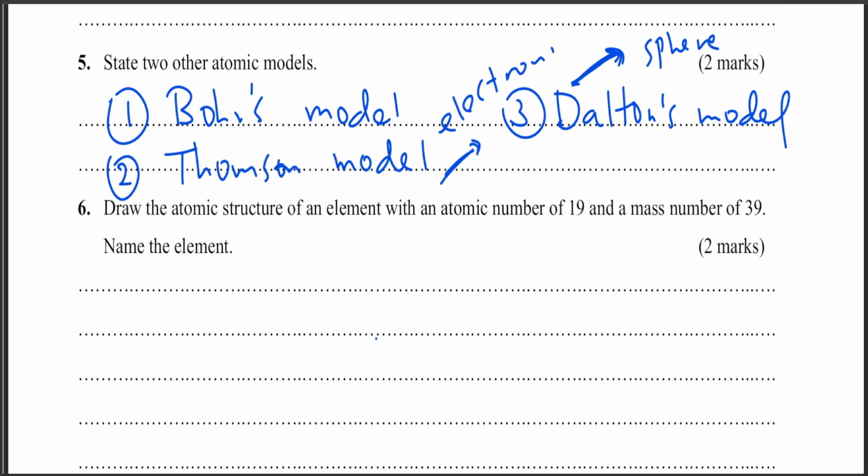And then came Bohr's model. He discovered that electrons are usually in a fixed shell. So he discovered about the orbit. So yeah, that's just the summary. Now let's go to question 6.